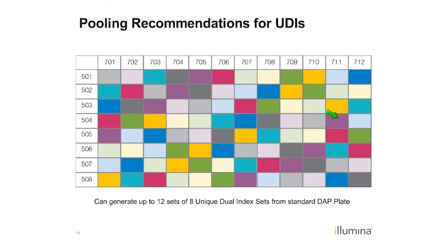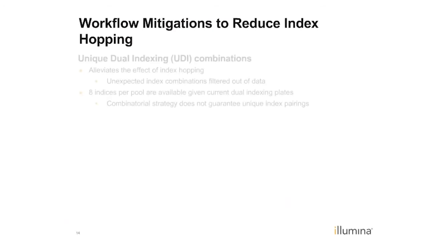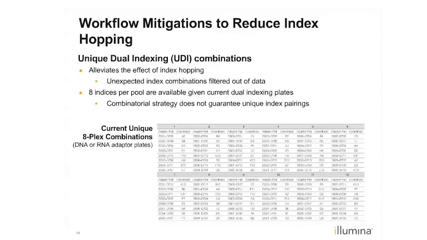So if you think of this combinatorial plate in this way, each plate contains 12 sets of 8 unique dual indexes, which will allow you to alleviate and eliminate this from your data, as I'll show in the coming slides. One of the most important workflow mitigations is to design your experiment in a way that you can utilize unique dual indexing combinations. And as I said, today in our kits, we have 8 available. In our Nextera kits, if you're familiar with those and use the same logic, there are 24 different sets of 16 unique combinations available.